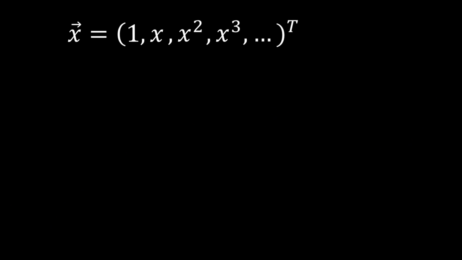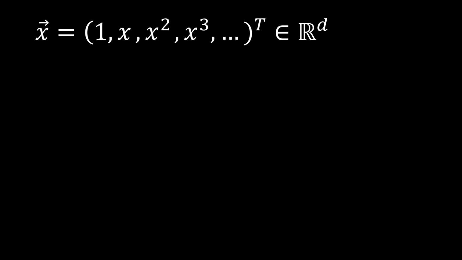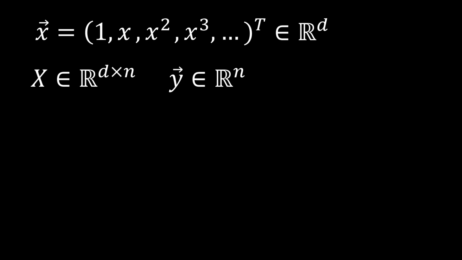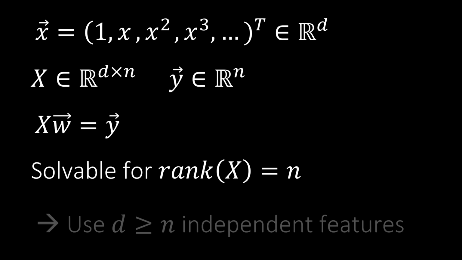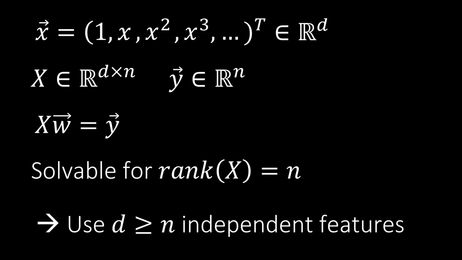To see why this is the case, let's take our data points and group them into a matrix. Similarly, we group their corresponding output into a vector. Here, n refers to the number of data points in our data set. If we write down the linear system of the regression in this notation, we note that we are guaranteed to find a solution if the rank of the design matrix is equal to n. Note that for linearly independent features we can achieve this by increasing the number of features d.